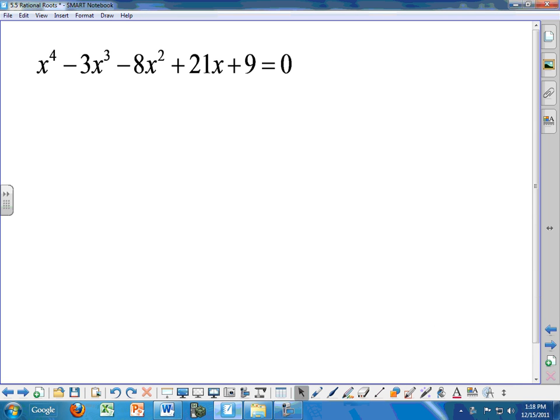Welcome back to our Algebra 2 series, where today we're continuing our work in the rational roots theorem. Here's an example of a problem that could be factored, but it would take a little bit of time to evaluate how to work this out.